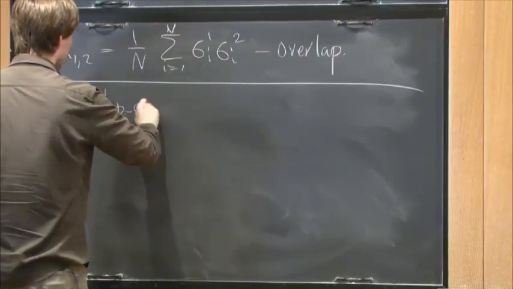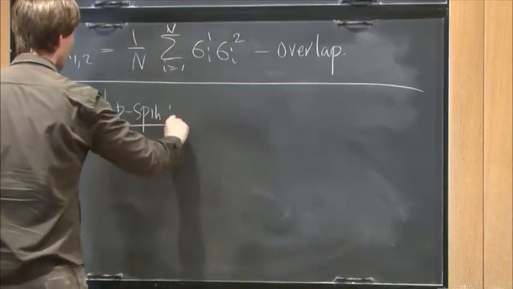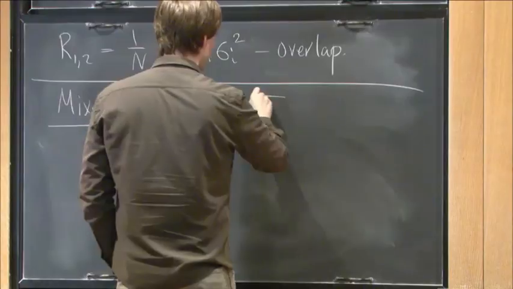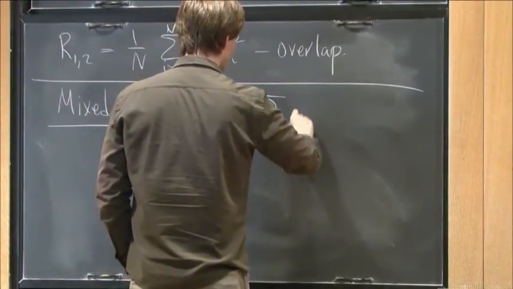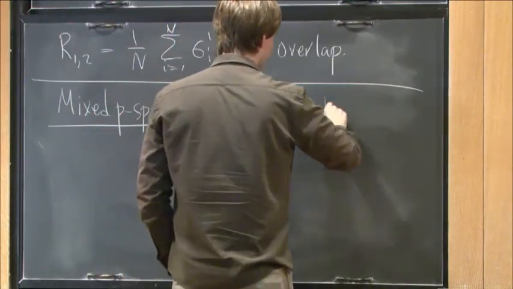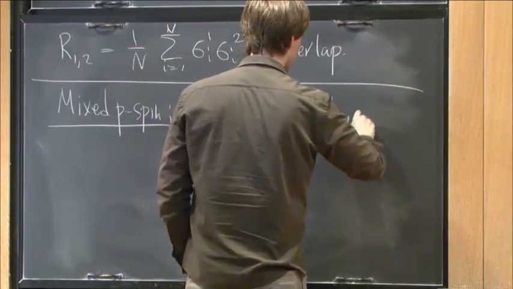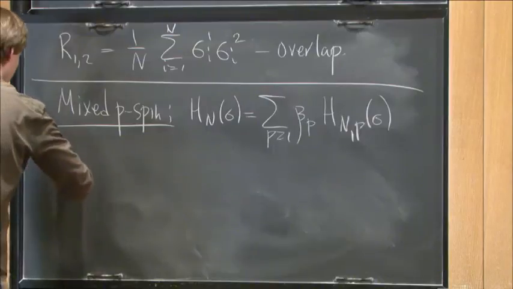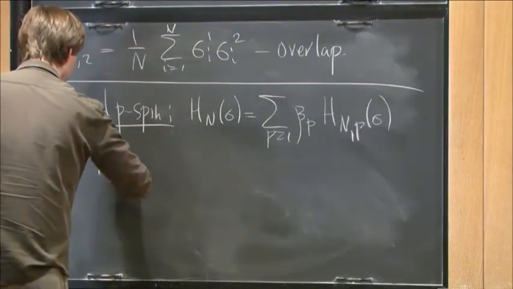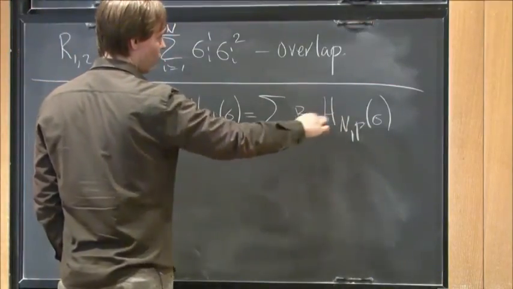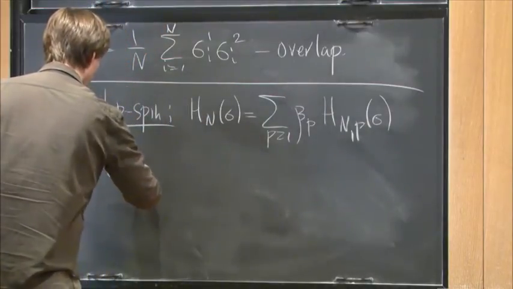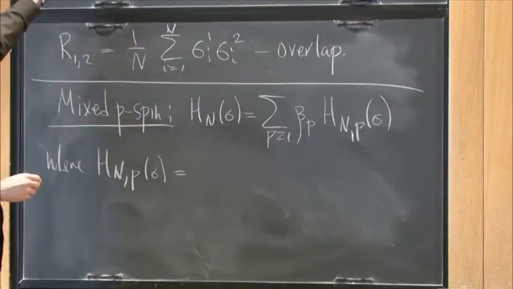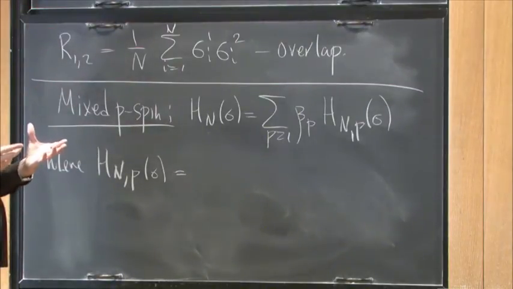Now, everything I will say about the SK model applies to this more general class of models called mixed p-spin models, where the Hamiltonian is given by some linear combination with some coefficients of the so-called pure p-spin models. They will all be independent over p, and for a given p, this is just an analog of the SK model, only you allow p spins that interact at a time.